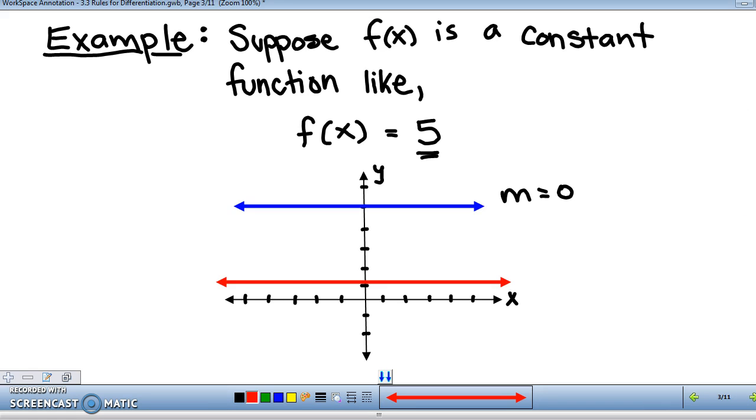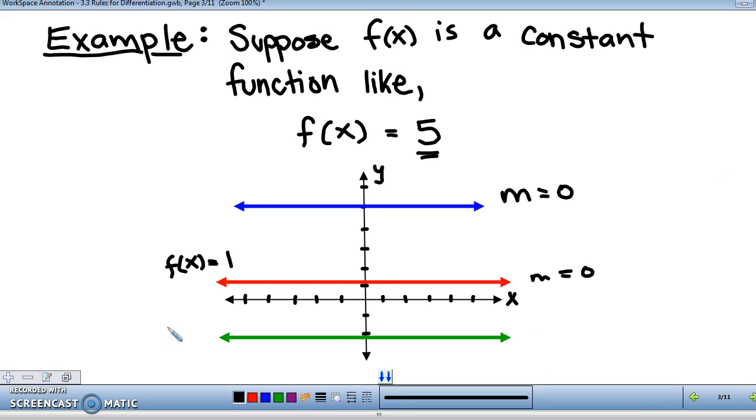So here we have the graph of f of x equals... I'm sorry, f of x equals positive 1, not negative 1. And the slope is still 0. We could have used negative 2. So f of x equals negative 2. And the slope is still 0. No matter what, if f of x equals a constant, the slope will be 0. Therefore, the derivative is 0.